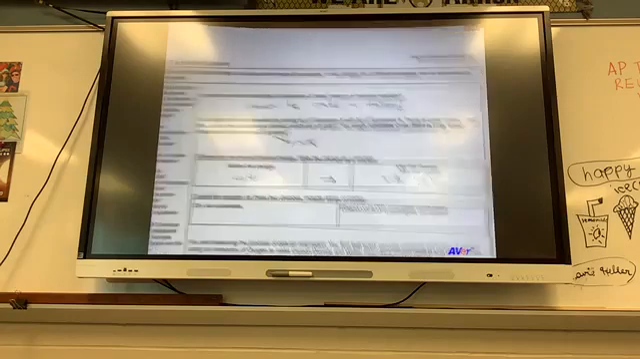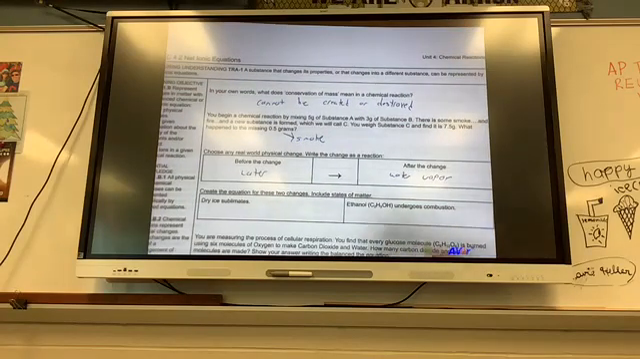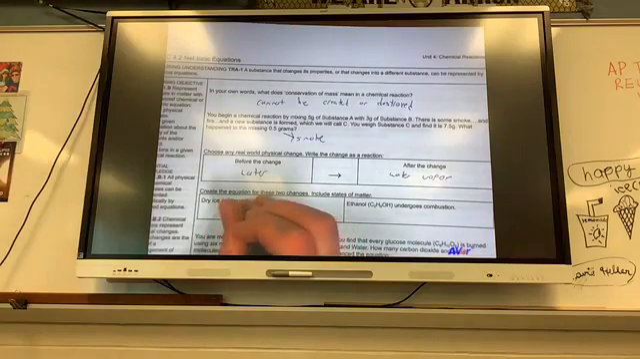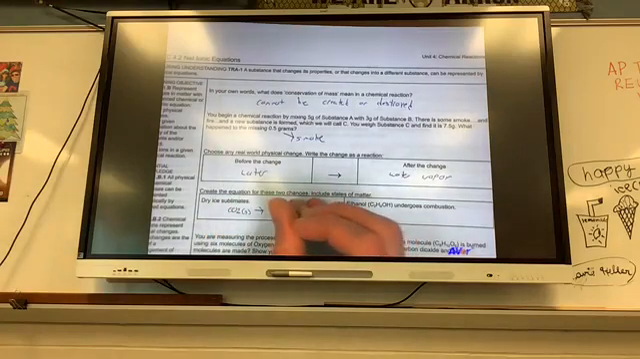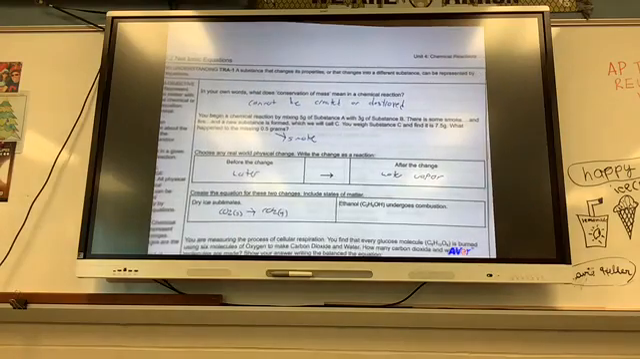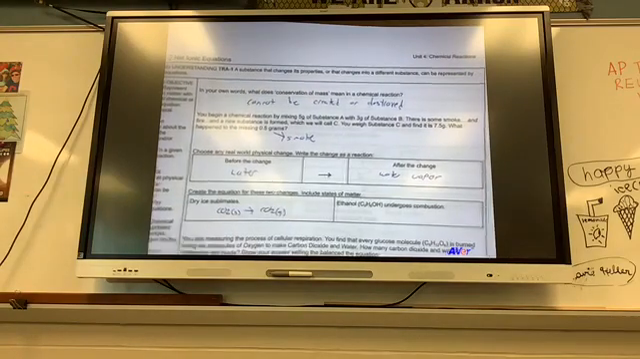Create the equation for these two changes, include states of matter. Dry ice sublimates. That's CO2 solid. CO2 solid is going to CO2 gas. Ethanol undergoes combustion. This is a little more complicated.